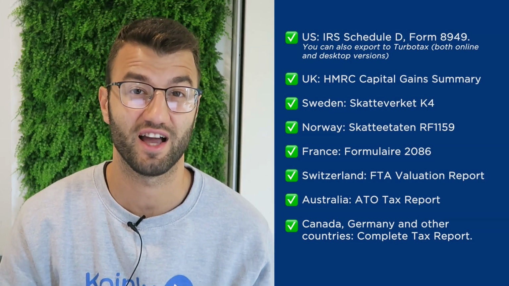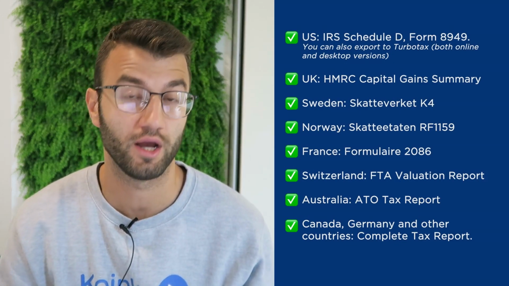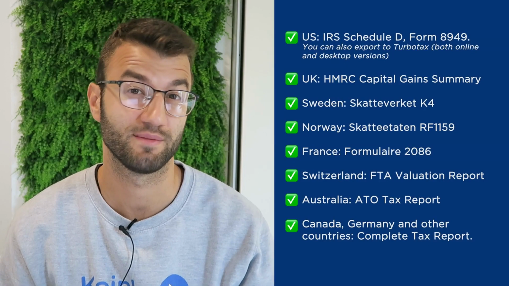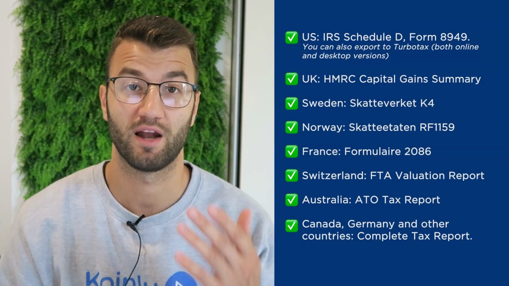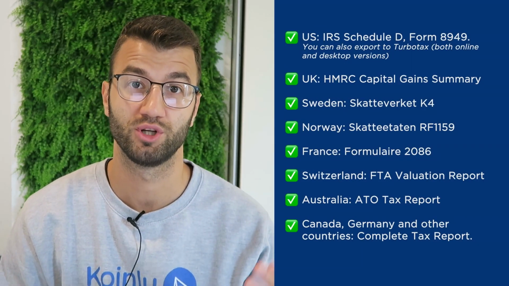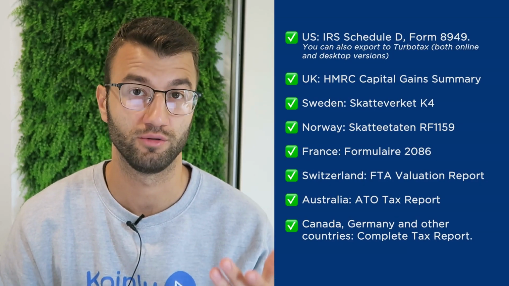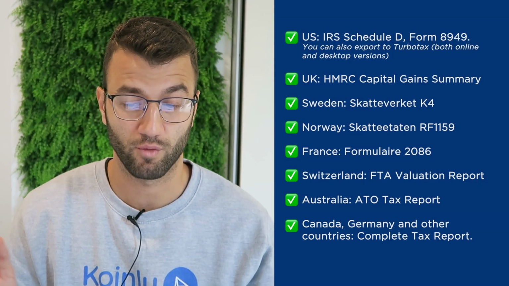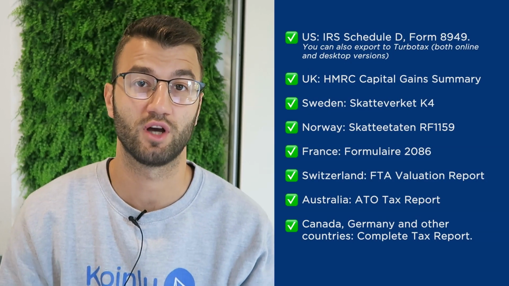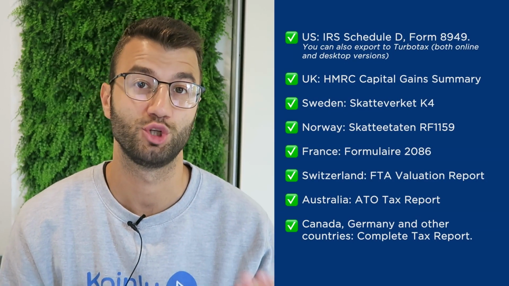So for the US, we have the IRS Schedule D, Form 8949. You can also export to TurboTax, both online and desktop versions. And I've also made a TurboTax video, which will probably be very useful to you if you're from the States. And then I have reports for UK, Sweden, Norway, France, Switzerland, Australia, and then lastly, Canada, Germany, and other countries.